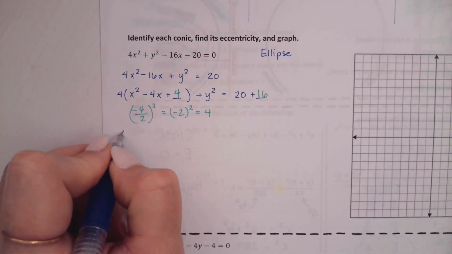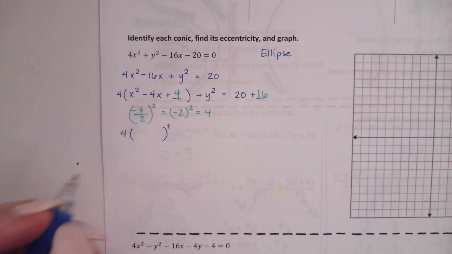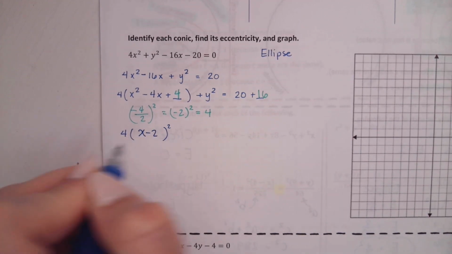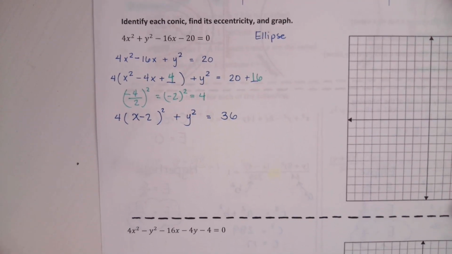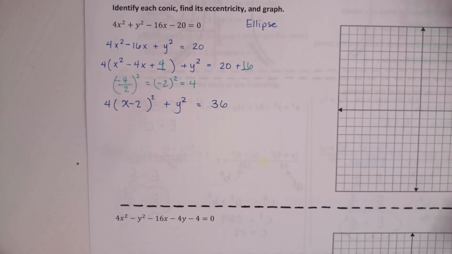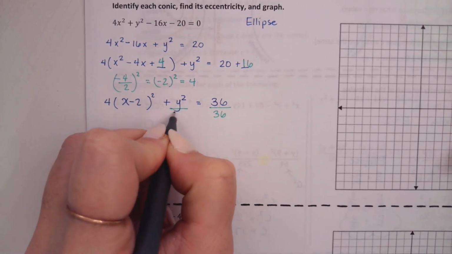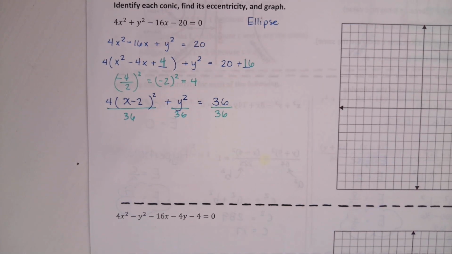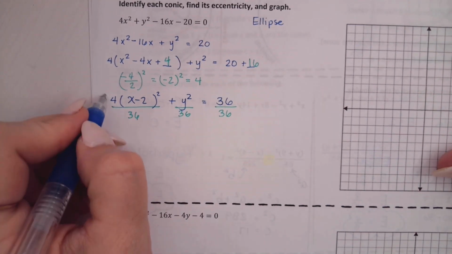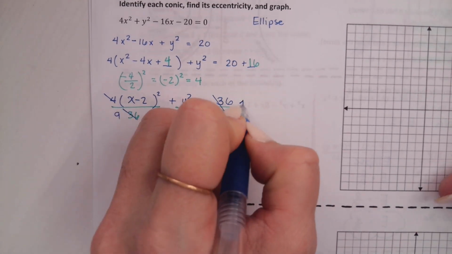Okay, I'm going to bring down my 4. I'm going to factor this perfect square, which should have 2 identical matching factors. 4 times (x minus 2) squared plus y squared equals 36. Then what? Divide everything by 36, because we want it equal to 1 for an ellipse. And then the left side, we can simplify into 1 over 9, good. The second one does not simplify, and the right one just turns into a 1.